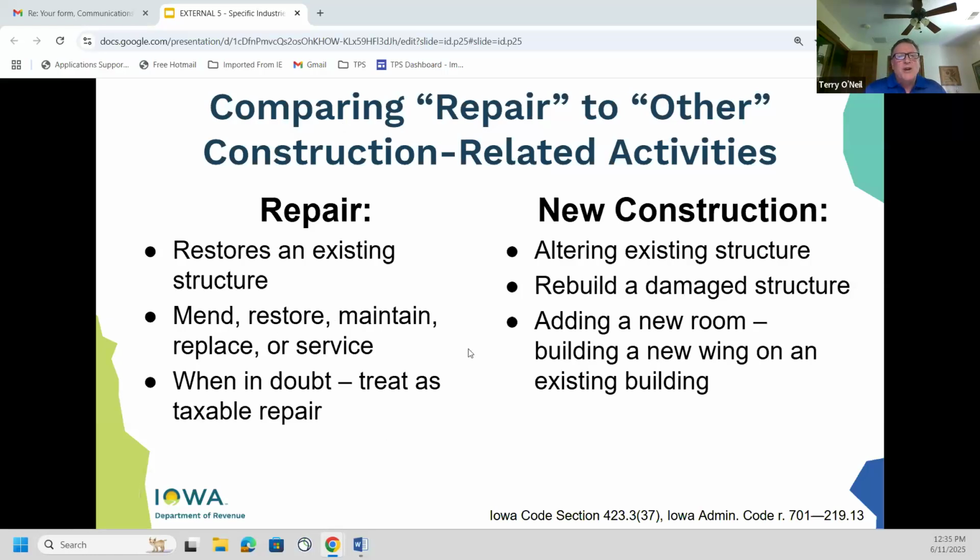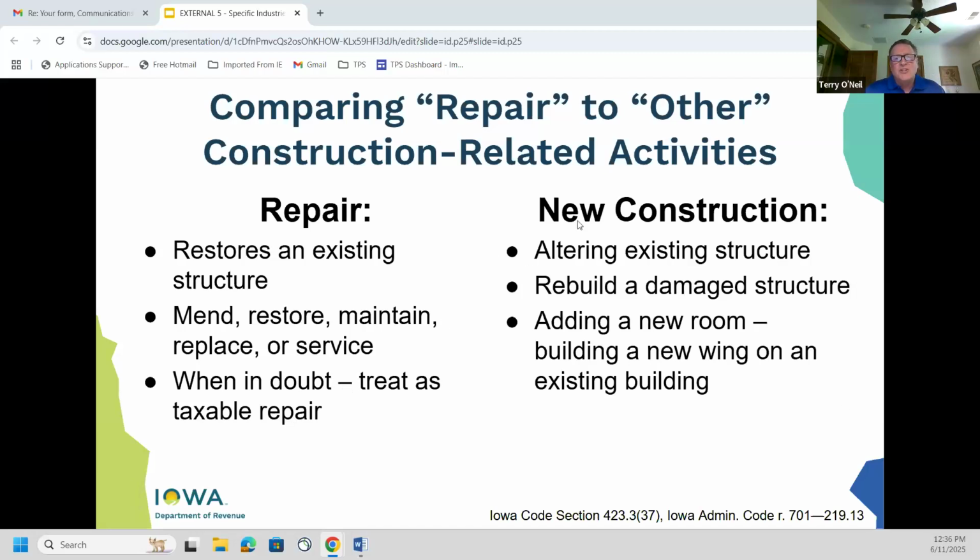This is something that can be a gray area, definitely. This is subject to interpretation on a lot of things. You can't just all of a sudden look in a book or look in the manual and it'll say, this is taxable, this is not. If you're in doubt, you can always treat this as a taxable repair. If it's found later that this should have been treated as exempt new construction, the purchaser that paid the sales tax can submit a claim for refund to the department. And if we agree, we'll certainly give them back a refund of the sales tax that they paid.